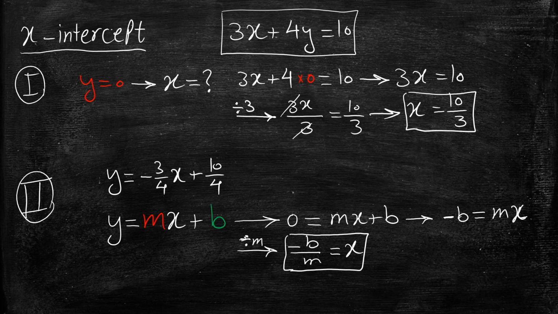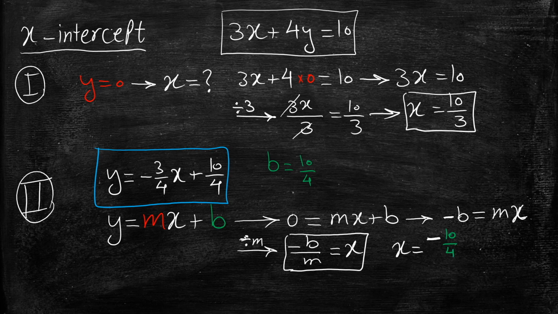So we found x. So it means in the general form of the equation, like this, if I divide minus b by m, I should get the x-intercept. Let's try doing that. So x-intercept should equal, what is b in here? We know that b is 10 over 4. Great. So I'm going to say negative 10 over 4 divided by m. What is m? M equals negative 3 over 4. So m is negative 3 over 4.